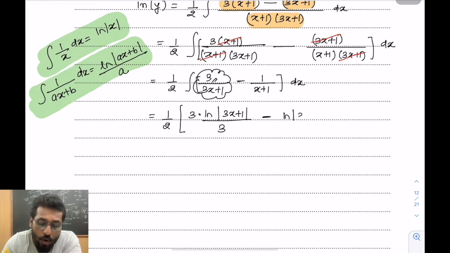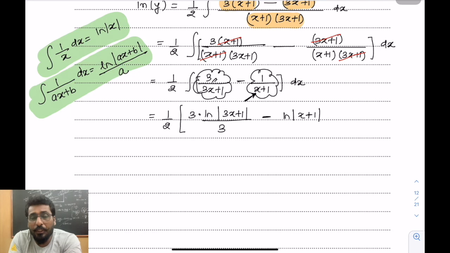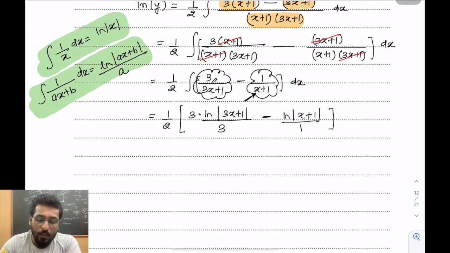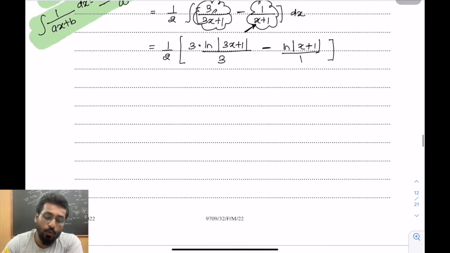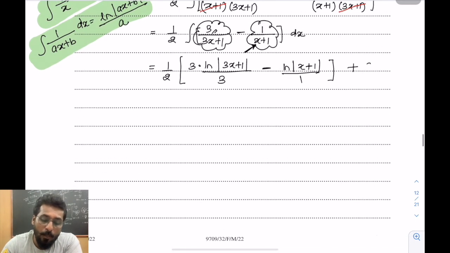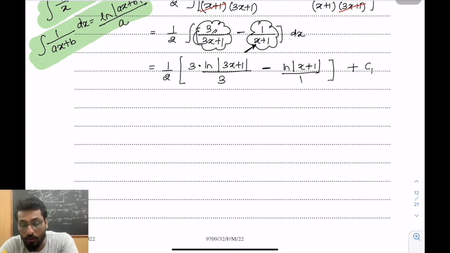Minus, you have ln of x plus 1. The number sitting next to this x is just 1, right? So division by 1 is needed, but division by 1 will make no difference there. And the most important thing, write plus c, or better write plus c1 at the beginning, because some more simplification will be carried out and the c1 might change to a new constant.